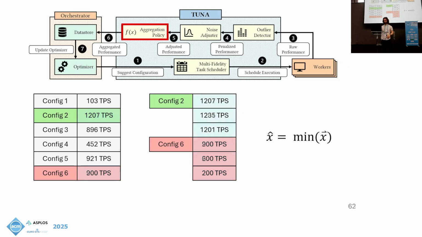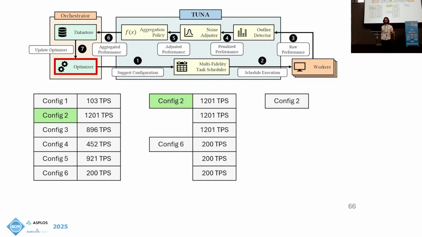So here, finally, we penalize all these configurations, and configuration 6 is penalized twice because it's taken the minimum and it's been halved. We then feed this back to the data store. We then go back to the optimizer, and now we only really have one promising configuration, which we will then run across the entire test cluster.